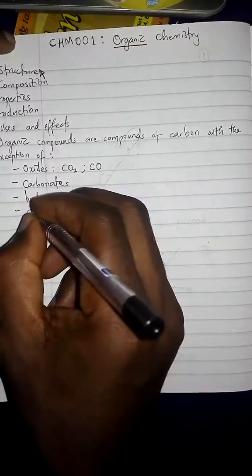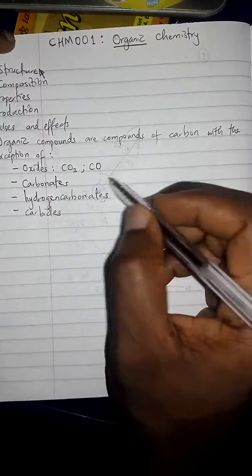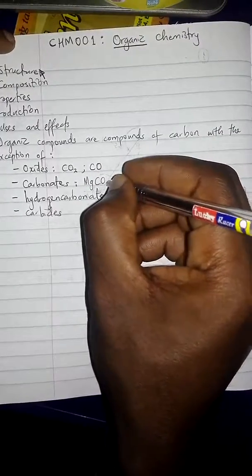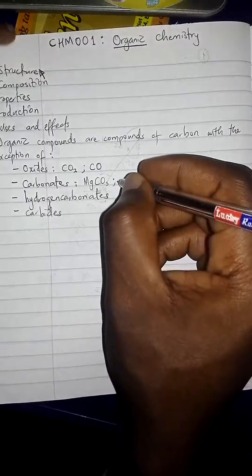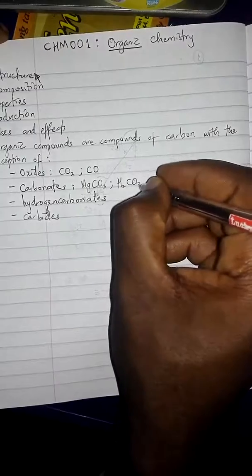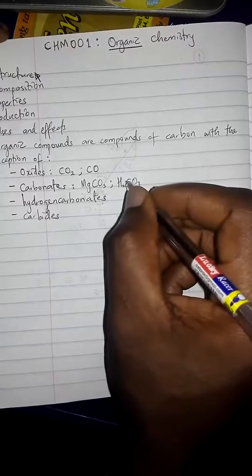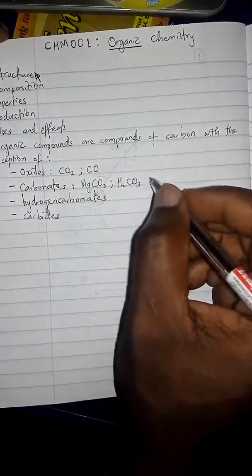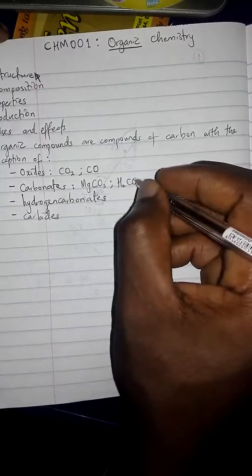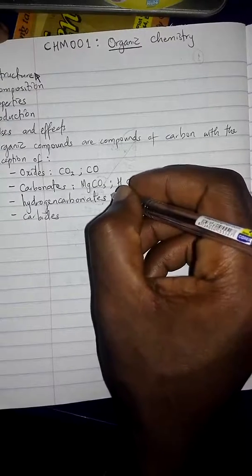Okay, and then we have what we call the carbides. So examples: an example of a carbonate is magnesium carbonate. You can also have the hydrogen carbonate, H2CO3. These are not organic compounds. This is trioxocarbonate acid rather. So hydrogen carbonate is a compound that contains these two.